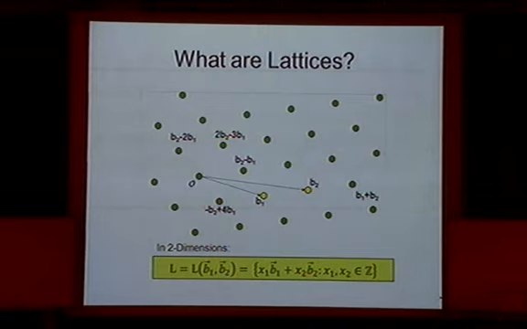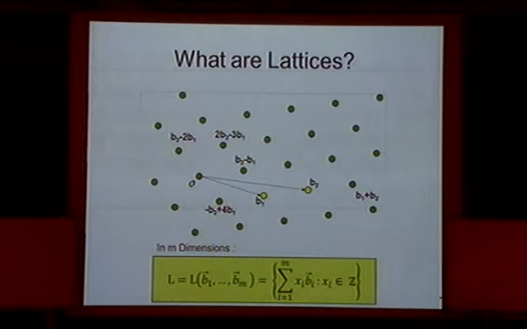Okay, so why 2 dimensions? I'm restricted to 2 dimensions because that's all I can draw in PowerPoint. In fact, you can generalize this to m dimensions, any m that you want. And the lattice generated by m vectors b1 up to bm is simply the set of all integer linear combinations of these m linearly independent vectors. Okay, it's a very natural object.